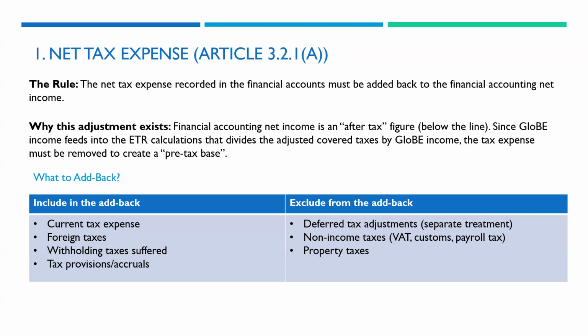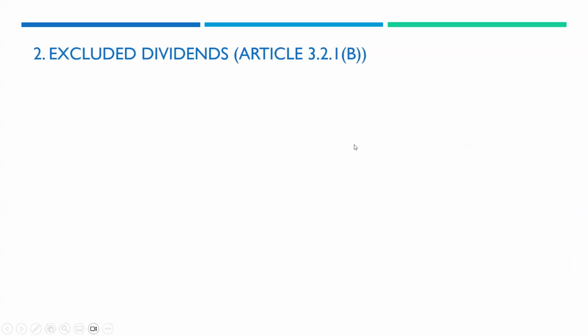This is the first adjustment, so 1 out of 10 completed. Now let's go to 2 out of 10. The second adjustment is excluded dividends. Now let me stop there. This is something similar to CT, right?